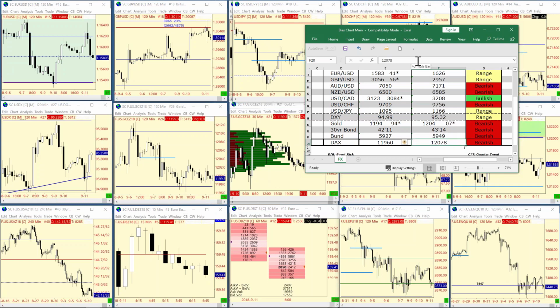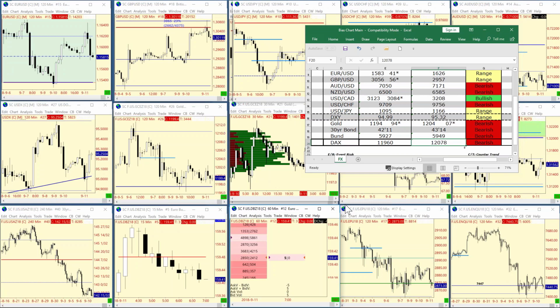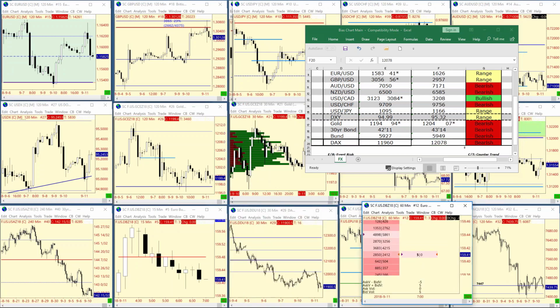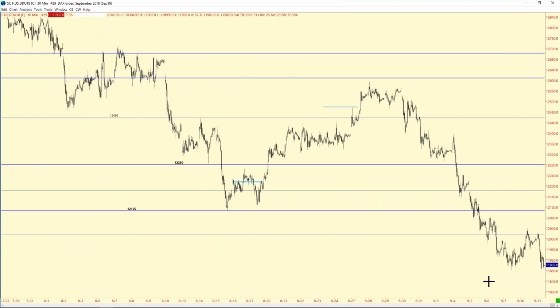Okay, we'll take a look at the DAX. 11,890 is going to be support here on the DAX.